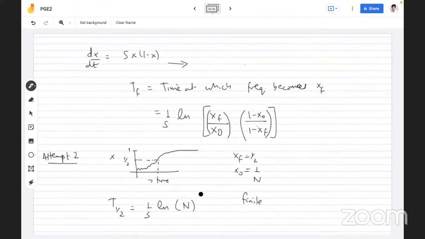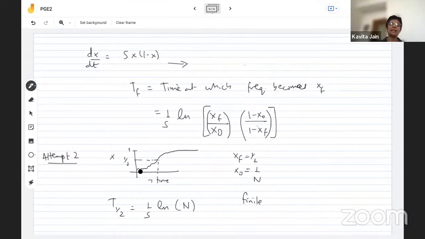So all I want to say here is to demonstrate that I did not ignore the fact that there's stochasticity, which I am putting in by an initial condition here, that I'm starting with a single mutant. Then I just get this answer, which is log N by s. Log is a slowly increasing function, but whatever it is, the answer is finite, unlike the previous attempt. However, this answer is not really correct.